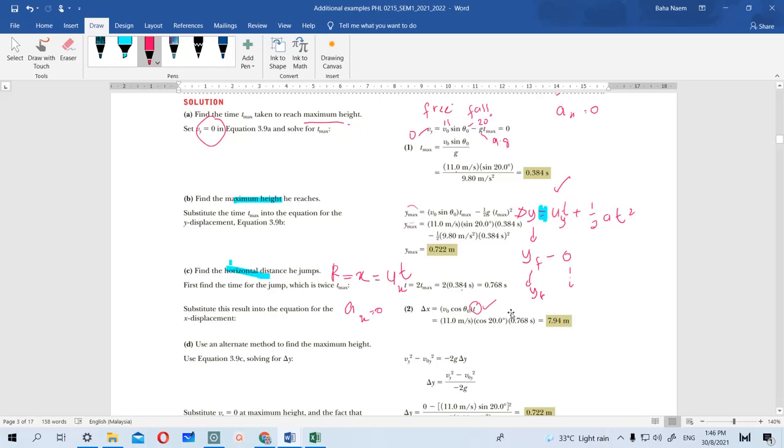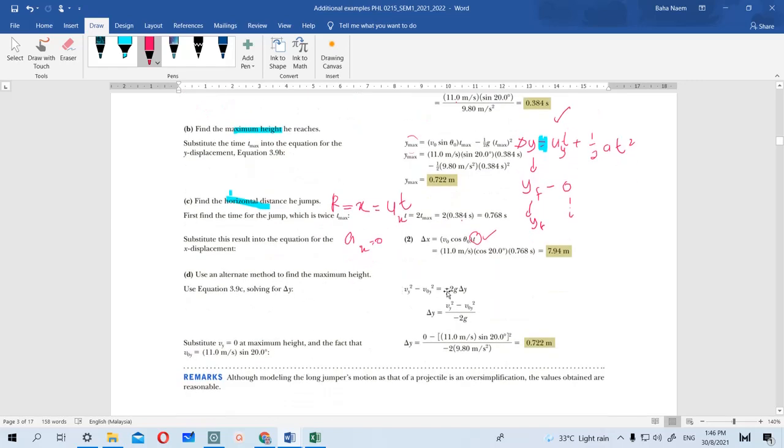And finally, use an alternative method to find the maximum height. The alternative method is by making use of... since this is maximum height, where does it occur, Y or X? It was Y. So since it's Y, therefore use the free fall approach.